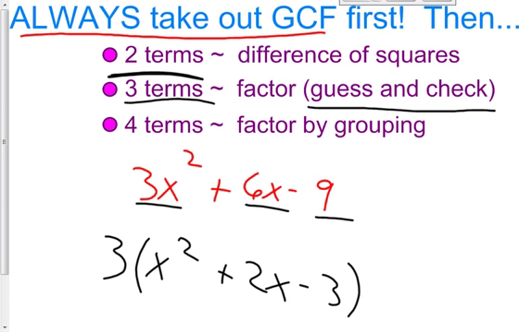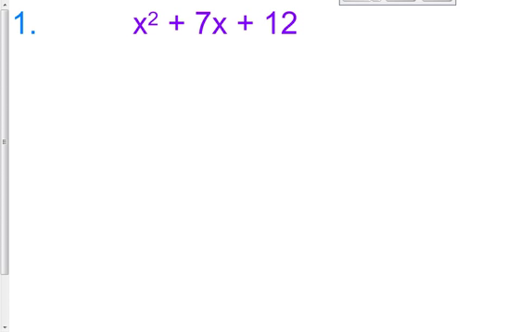4 terms, in my opinion, this is the most difficult one. You factor by grouping. We're going to have 1 on our first page of notes, and I believe we have 1 or 2 on the back of our notes as well. So make sure that we pay attention to those. So those are our strategies. So let's talk about number 1.